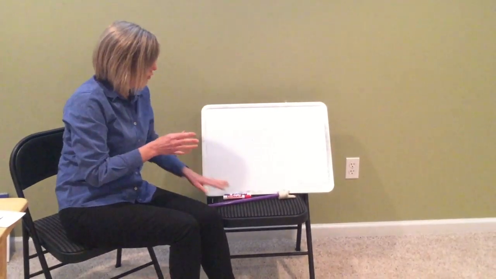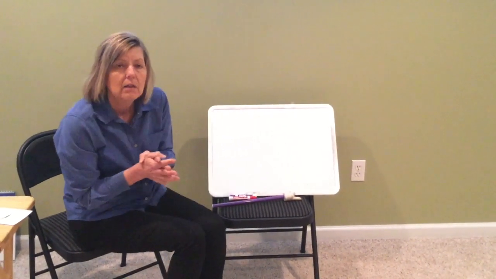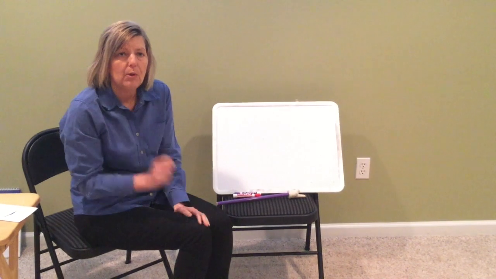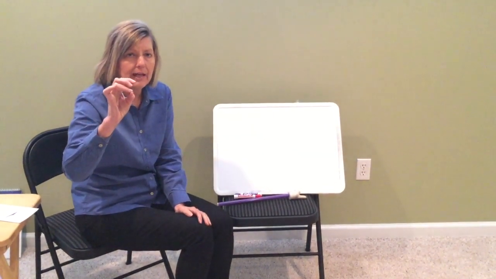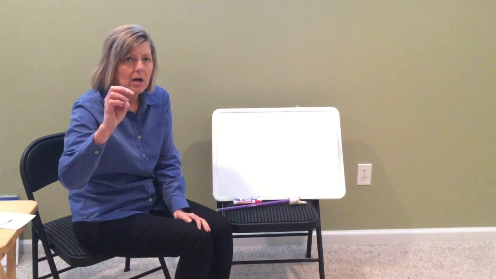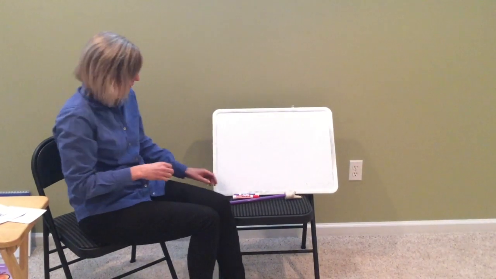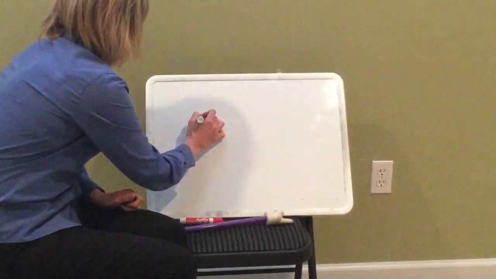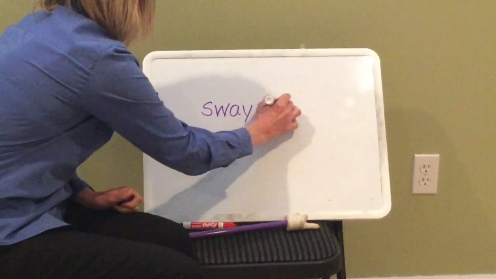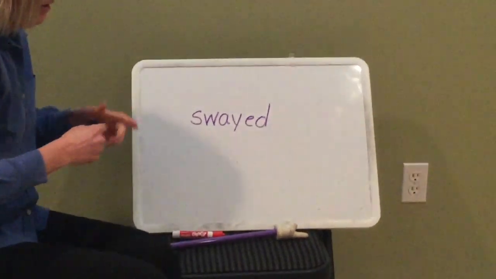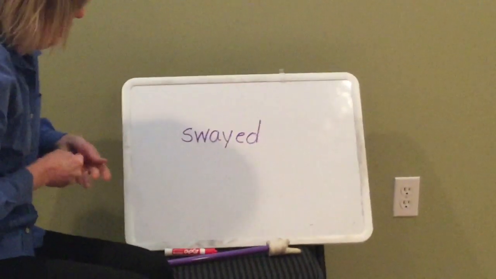So let's look at our first word. The word is swayed, one syllable. Let's tap it out. A as in play, d. We're using our ED suffix. So let's write that up on our board. We have swayed. Remember that the ED makes the ed, d, or t sound.